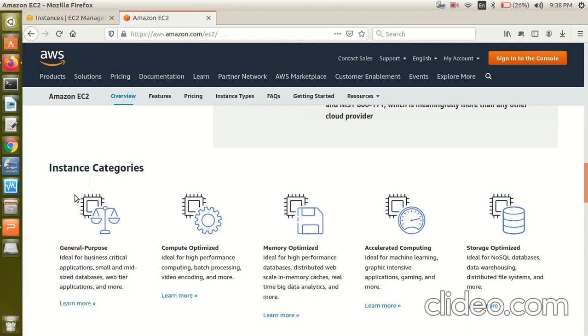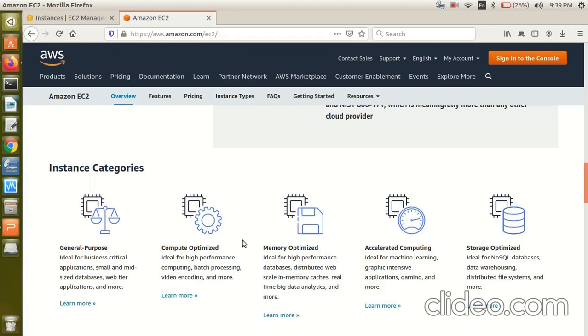And it is ideal for business critical applications, small and mid-sized databases, web tier applications, and so on. It has a balance of all the computing resources. Another instance type is compute optimized. It is good for compute intensive applications, that is, for applications requiring high processing power, such as scientific modeling or high performance web servers.